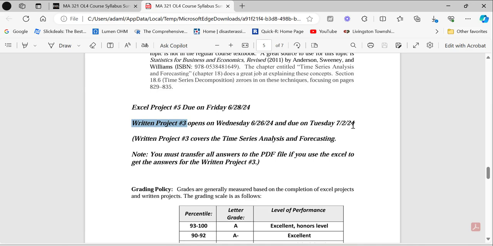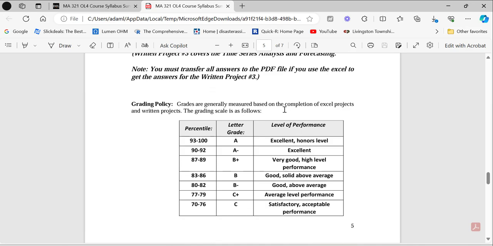And written project number 3 only covers time series analysis and forecasting. Again, you must transfer all answers to the PDF file if using Excel to get answers for the written project number 3. Another way of saying this is you must show all the work, right, in order to get full credit. Also, if you show all the work but you make some mistake in some parts of the work, I'll give you partial credit because you show all the work, right? So that's a good benefit of showing all the work.